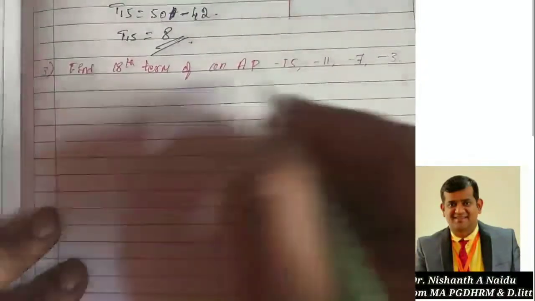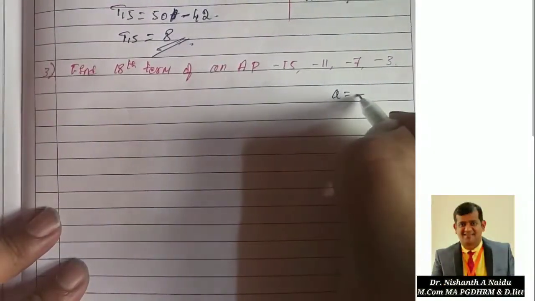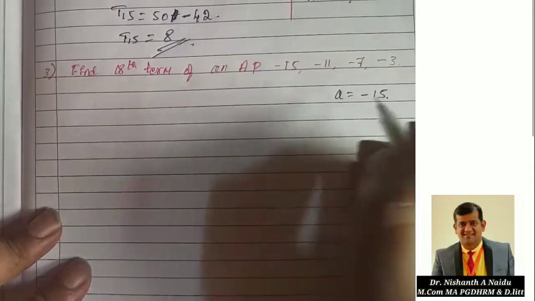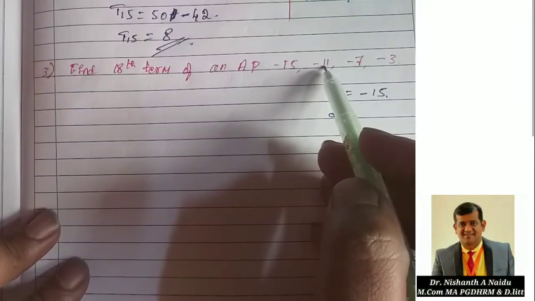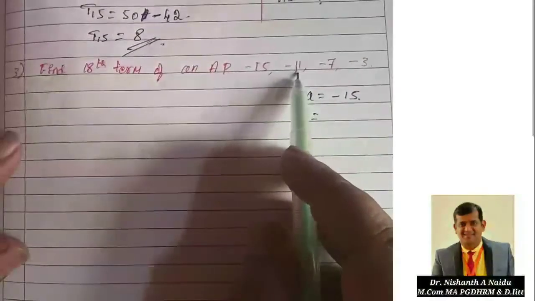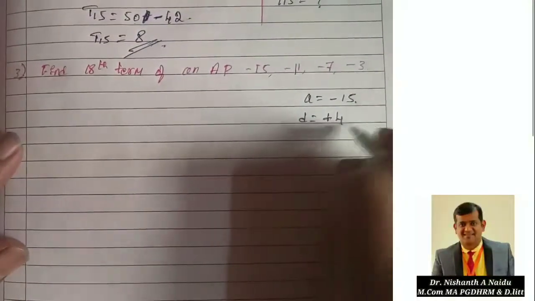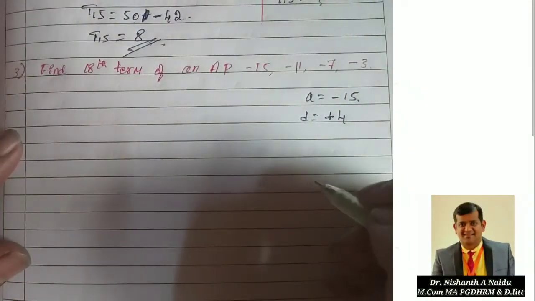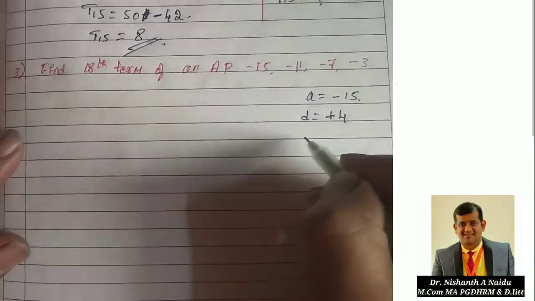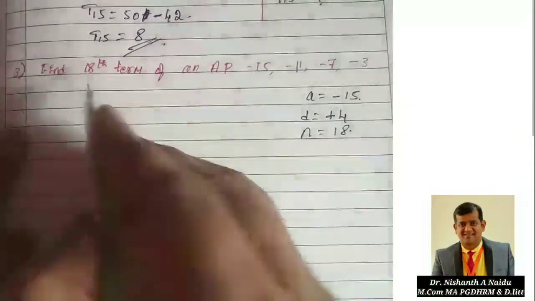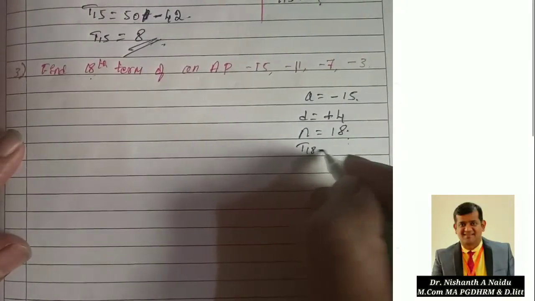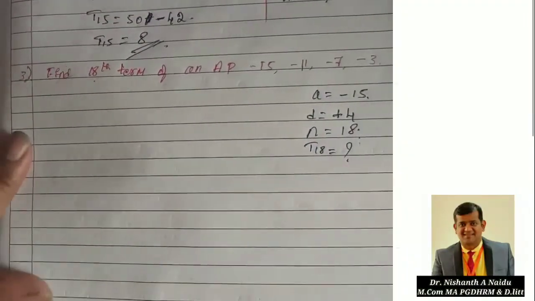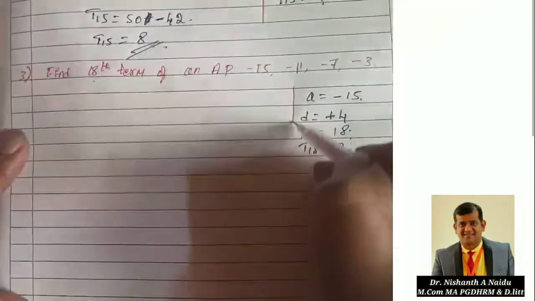So let us go like this. A equals minus 15. Then D equals, what is the D value? Minus 11 minus of minus 15, that is plus 4. So we got the D value as well. Then what else? N. We know N equals 18 because he said 18th term. So we have to find T18. This is the working note which you need to always keep ready.